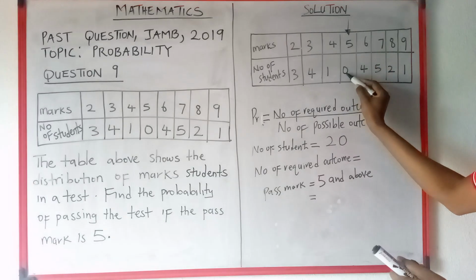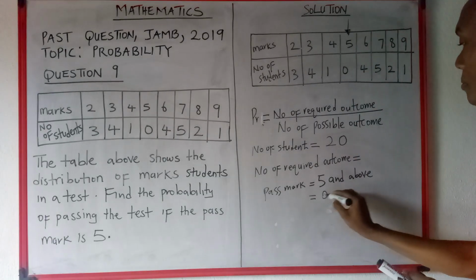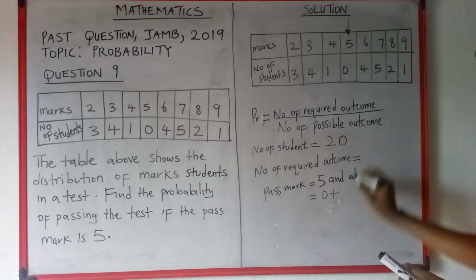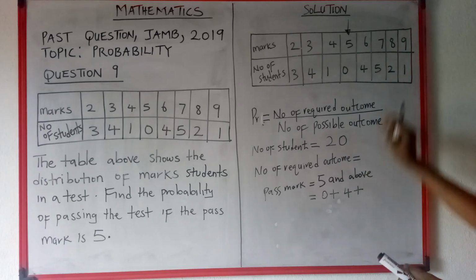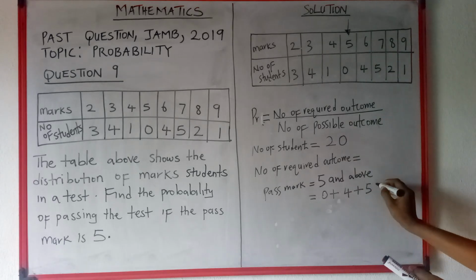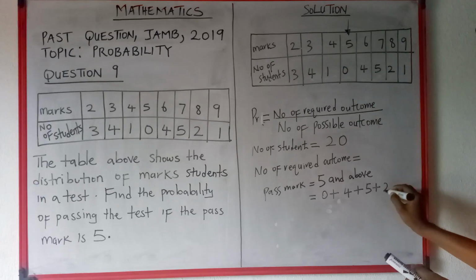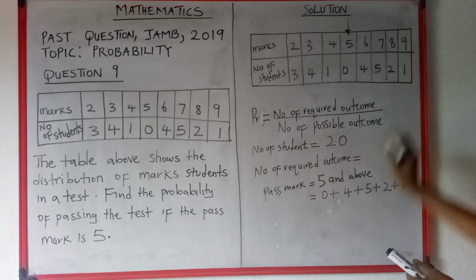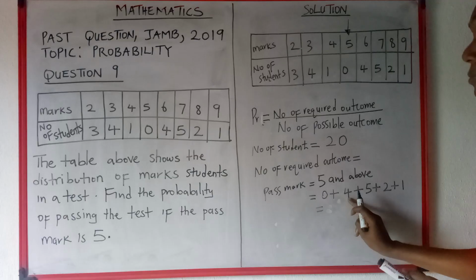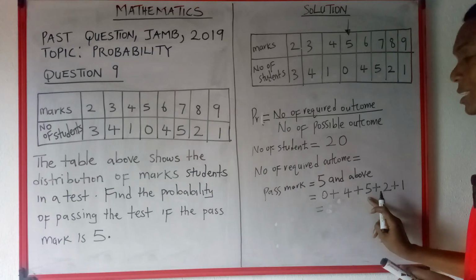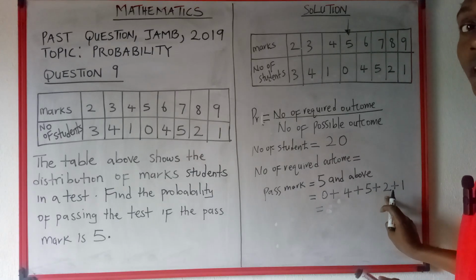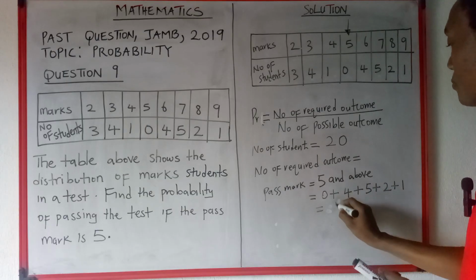So what's the first one? 0. 4 plus 4 plus 5 plus 2 plus 1. So the total is what? 0 plus 4, 4. 4 plus 5, 9. 9 plus 2, 11. 11 plus 1, 12.